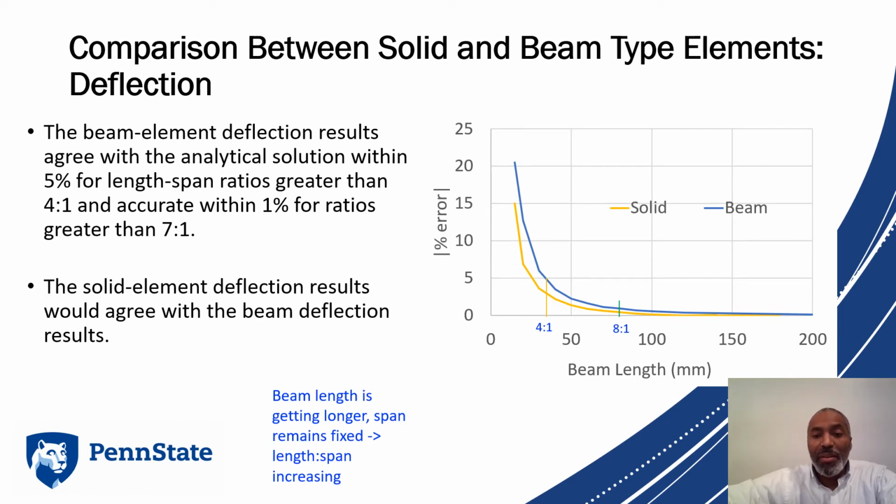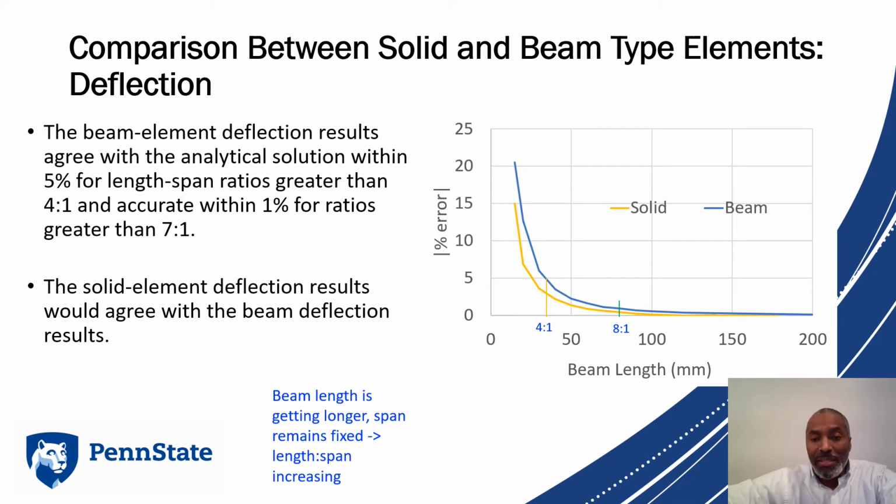We know from beam theory that it has to be a long and slender beam. So when it gets very long, for a fixed span, that length of span begins to increase, the beam elements actually do better in terms of percent error. As we move to the left, as our beam length gets lower, our length of span decreases and the error gets higher. And you can see where that 4-to-1 and that 8-to-1 break are, which limit the percent error that we had in those beam elements.